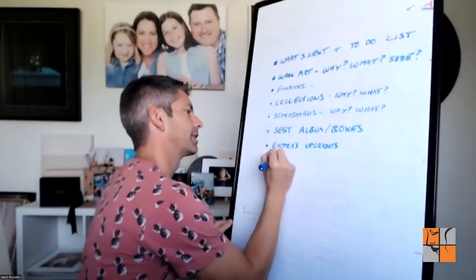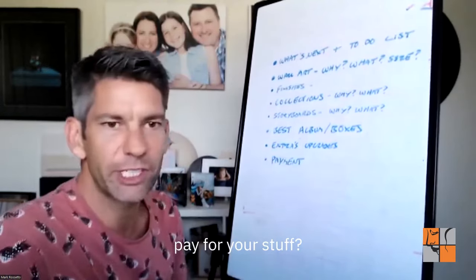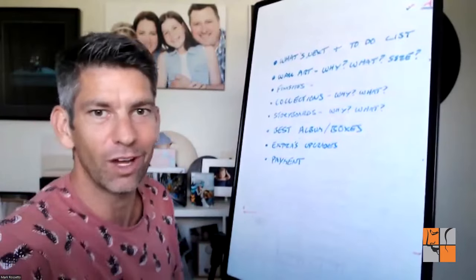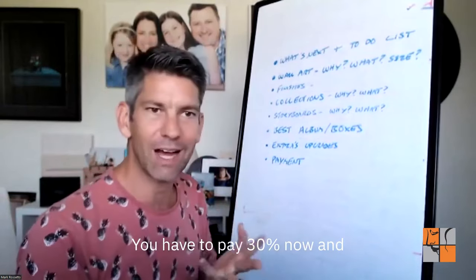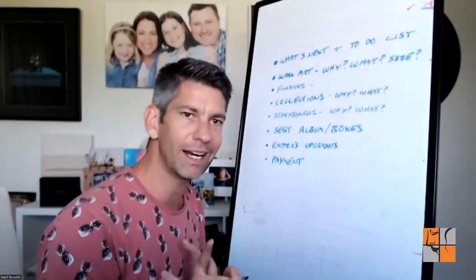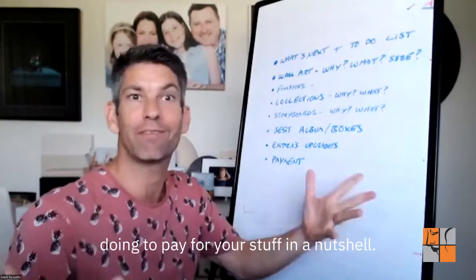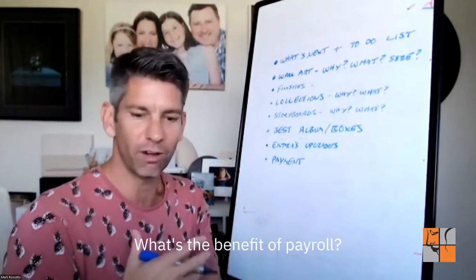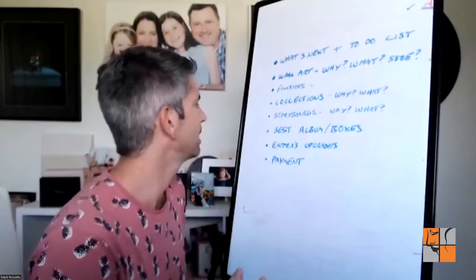Then your payment. How are you going to pay for your stuff? Like, what are the payment options? Do you pay it in full? Do you have to pay 30% now and 30% later and 30% after that? Is it a pay advantage, a pay right, an easy pay, PayPal, whatever? How are you going to pay for your stuff in a nutshell? What's the method? What's the benefit of pay right compared to 50-50 or pay advantage? Like, how are you going to pay for your stuff?